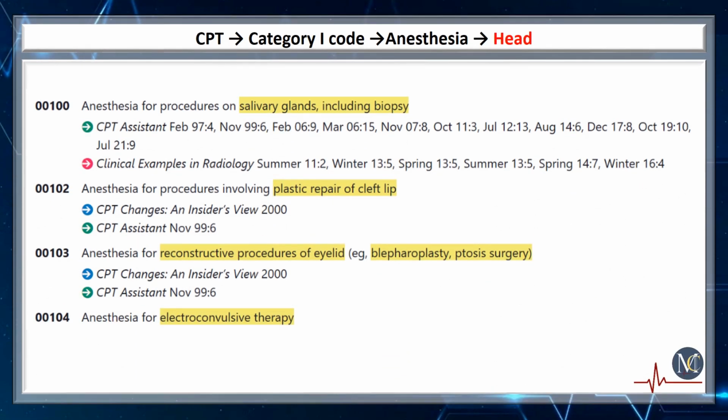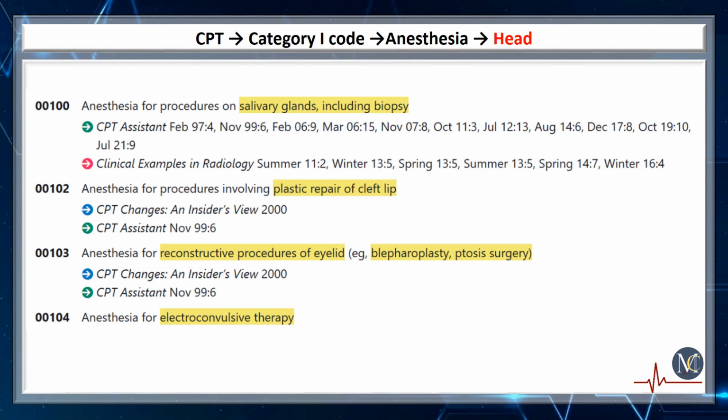Let's start from the head, the first anatomical site of the anesthesia chapter. First code is 00100, anesthesia for procedures on salivary glands, including biopsy. It means the provider administers anesthesia service for a patient undergoing a procedure on a salivary gland located in the mouth, which may involve extracting a small piece of tissue or cells from the person's body for diagnostic purposes, which is also called biopsy.